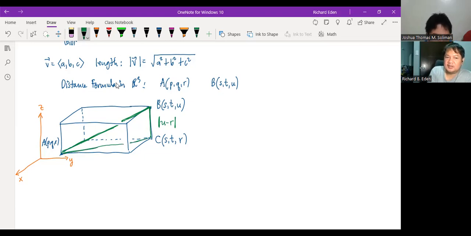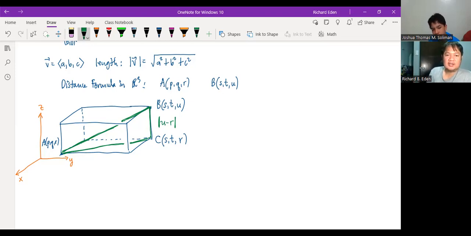Kasi AC is the hypotenuse of this green triangle, and we already know BC. So that means we only need to figure out the length of AC, and we can use the Pythagorean theorem to determine AB. So the distance BC, I wrote it as U minus R in general because what if point B was actually below C? So mas malaki pala nung R compared to U. But at any rate, the absolute value of U minus R would be the distance, and it's a non-negative quantity.